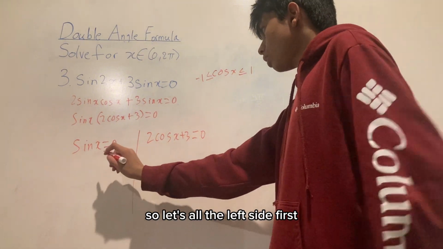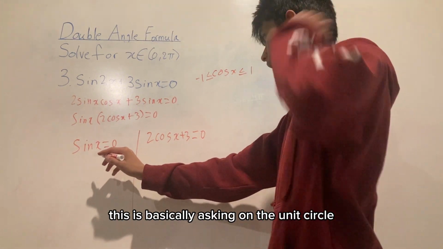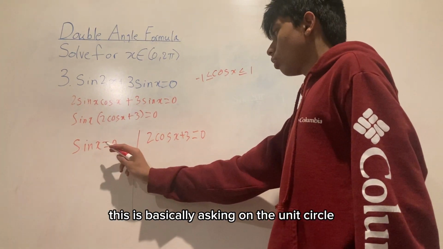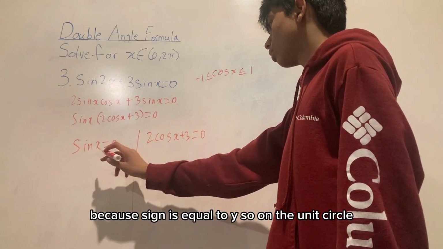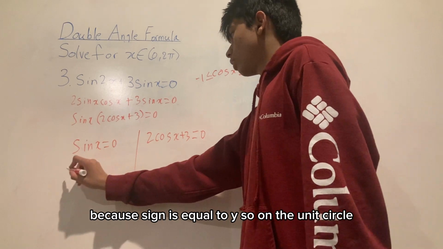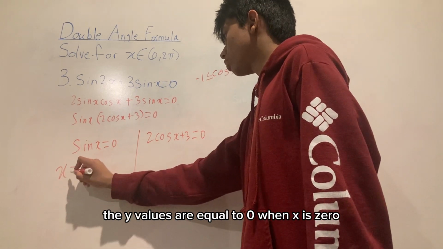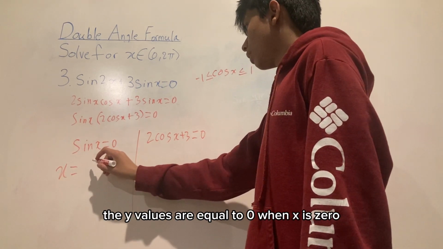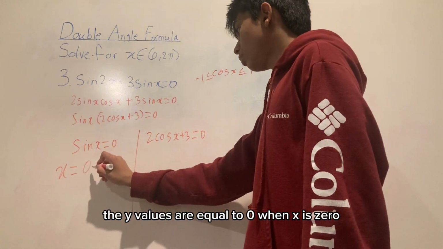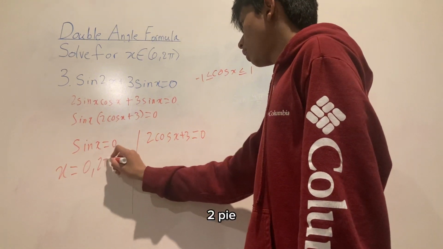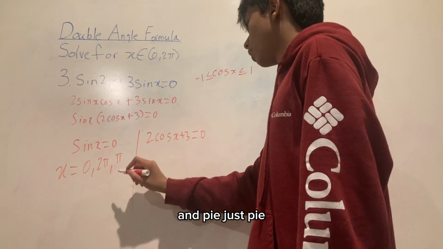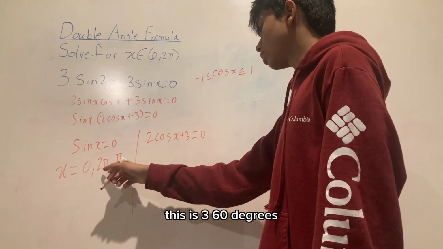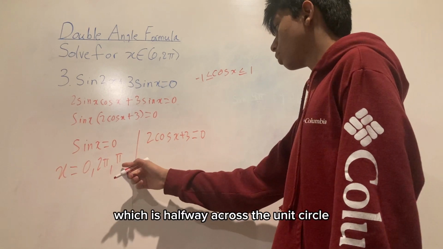So let's solve the left side first. This is basically asking, on the unit circle, where are the y values equal to 0? Because sine is equal to y. On the unit circle, the y values are equal to 0 when x is 0, 2 pi, and pi. Because this is 0 degrees, this is 360 degrees, and this is 180 degrees, which is halfway across the unit circle.